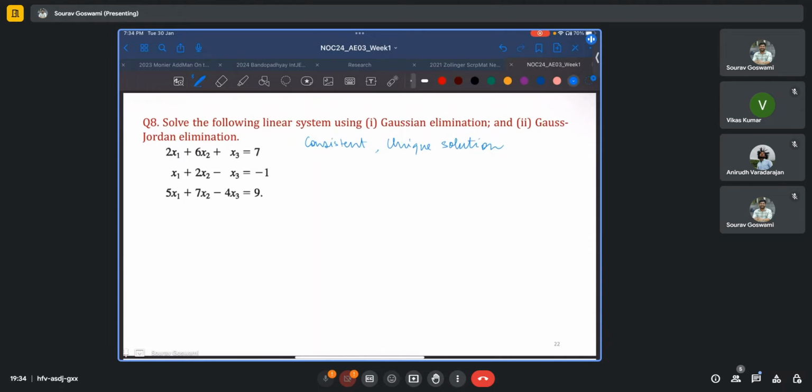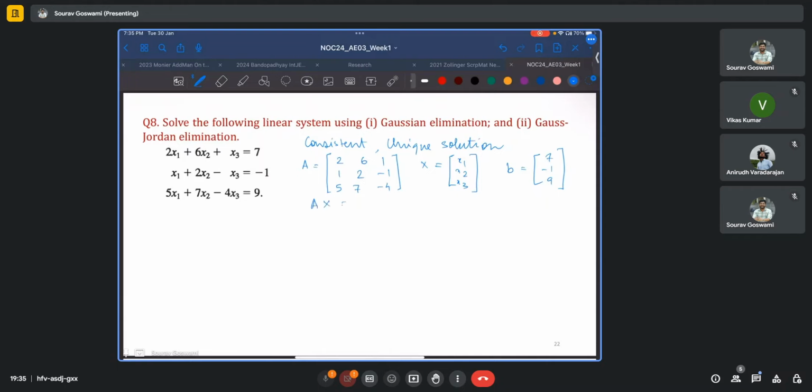So first, let us write it in the familiar matrix form. So you have the coefficient matrix 2, 6, 1, 1, 2, minus 1, 5, 7, and minus 4. You have the variable vector x1, x2, x3, and you have the RHS or B vector: 7, minus 1, 9.